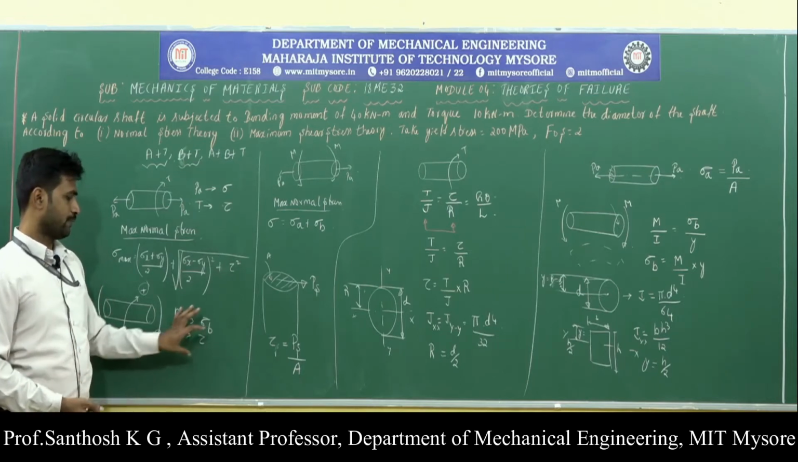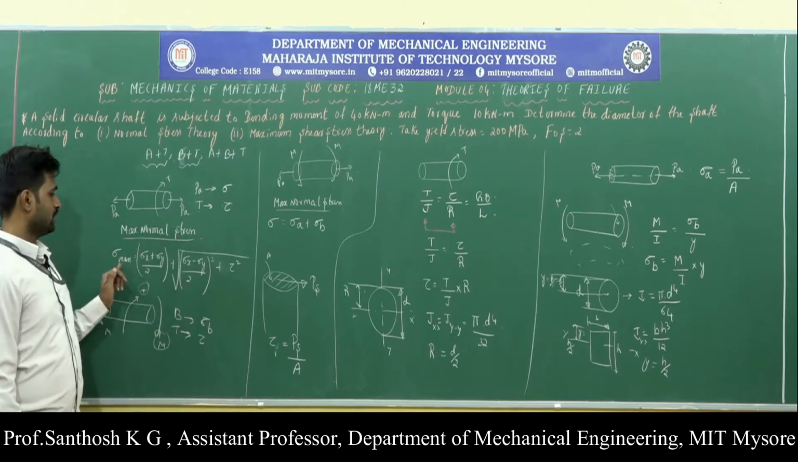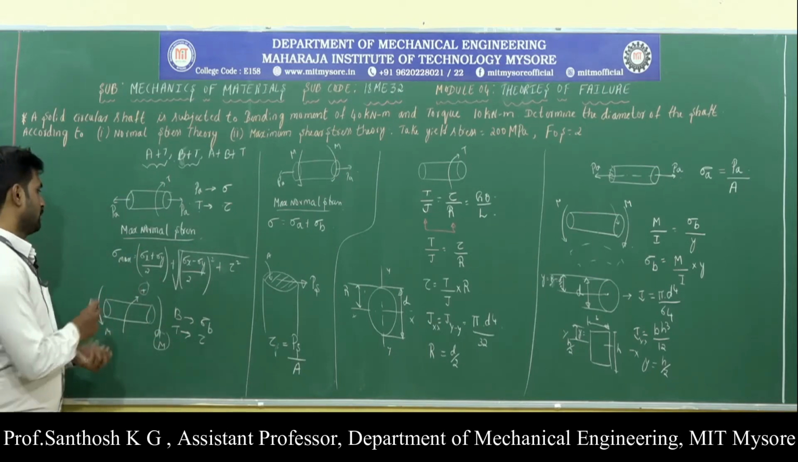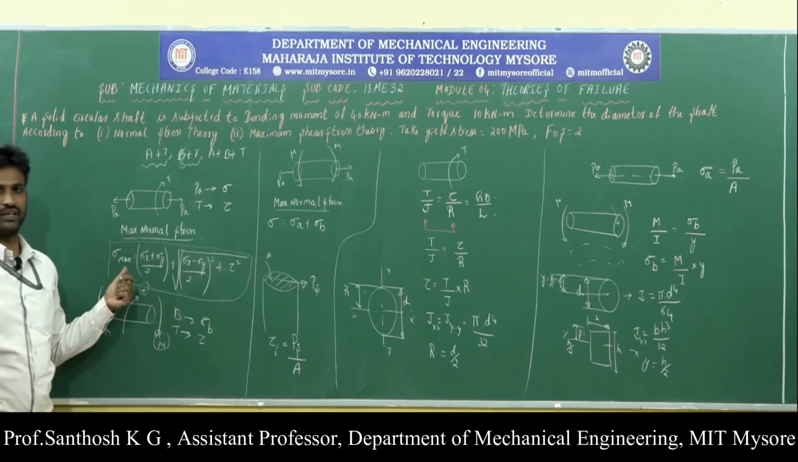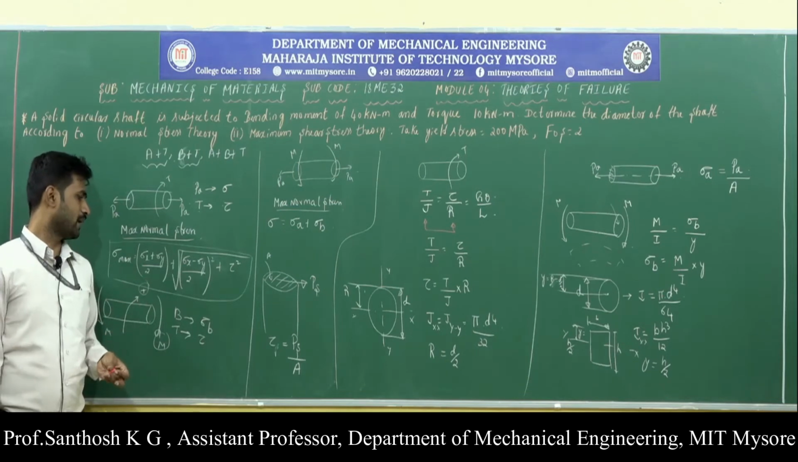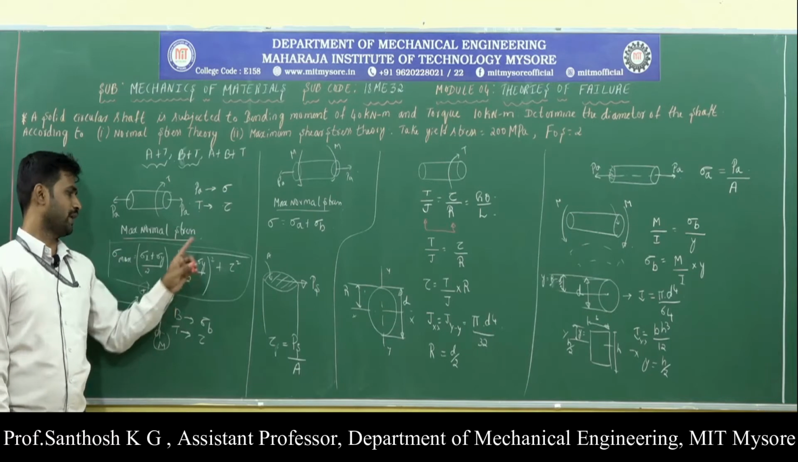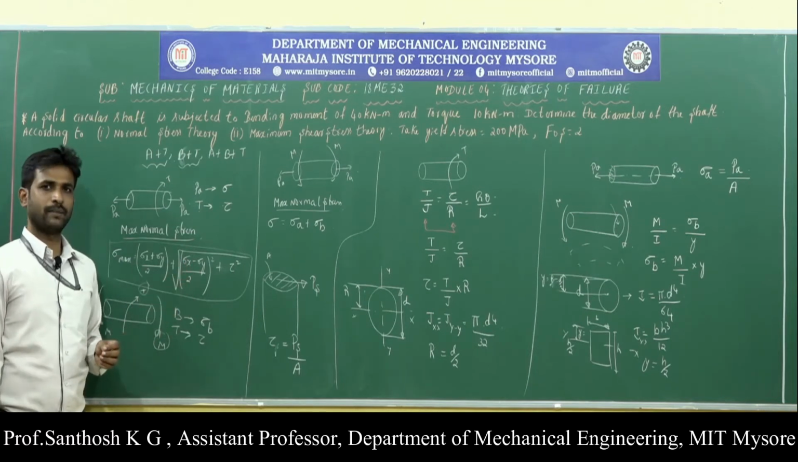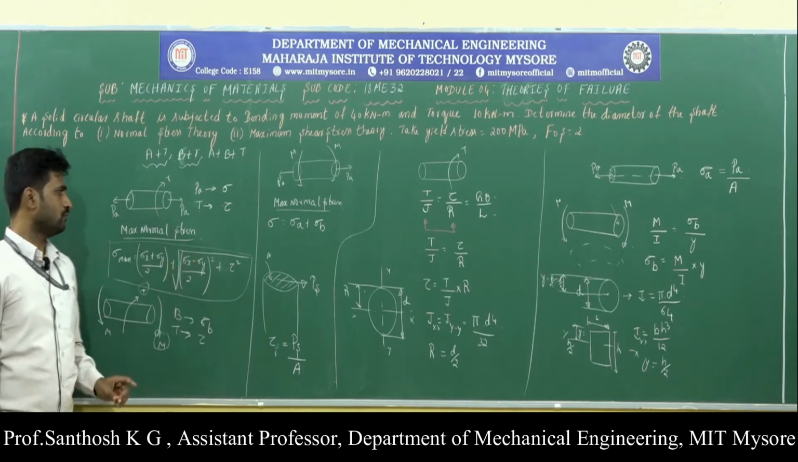So if a member is subjected to this kind of stress, then in order to calculate the maximum normal stress we can make use of the same equation, that is sigma max equals (sigma x plus sigma y)/2 plus square root of ((sigma x minus sigma y)/2) whole square plus tau square.